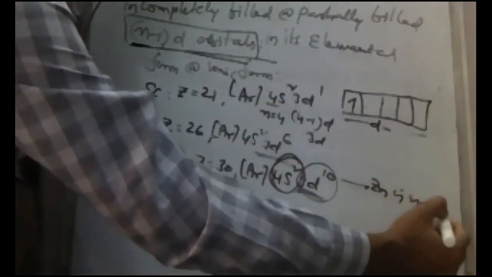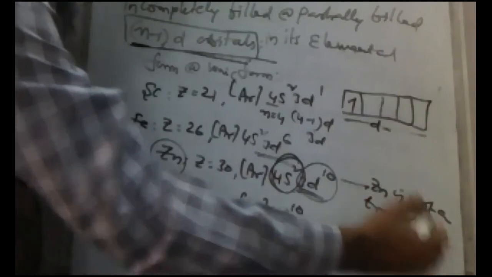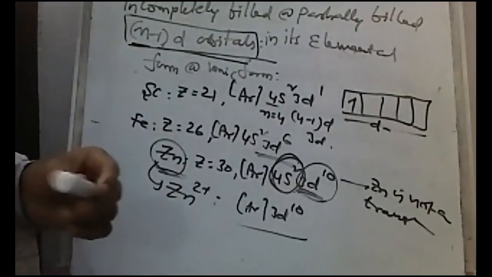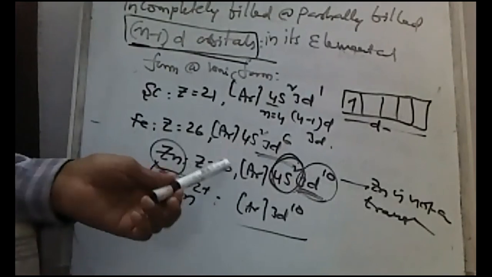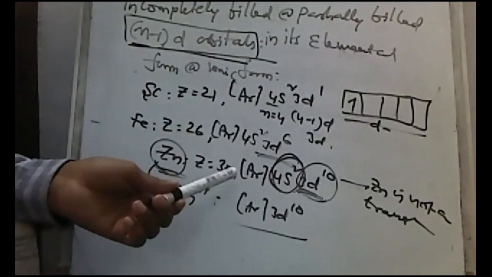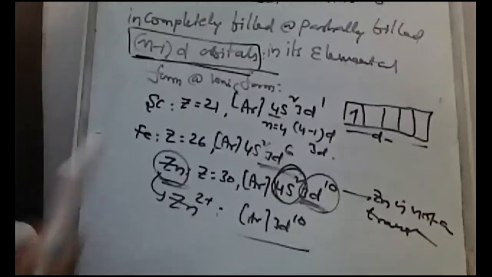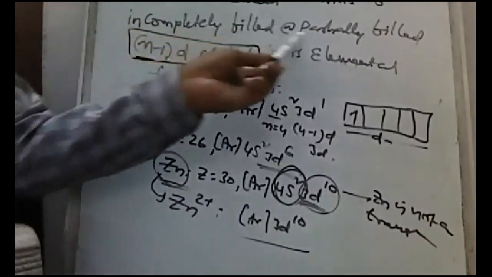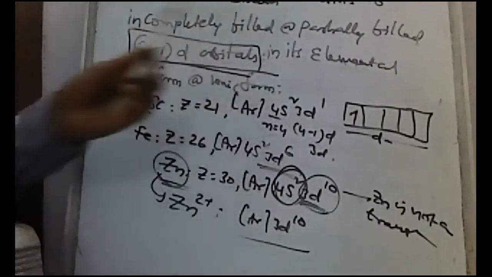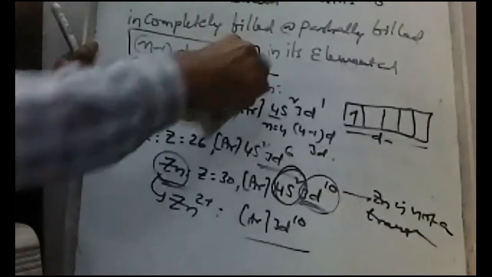Zinc is not a transition element. It's just a D block element. The D block elements consist of incompletely filled or partially filled n minus 1 d orbitals in their elemental form or ionic form. Those elements we are calling the transition elements.